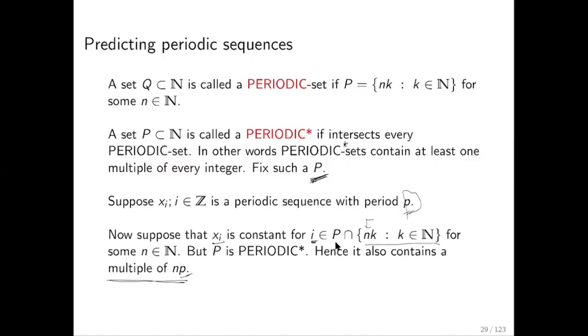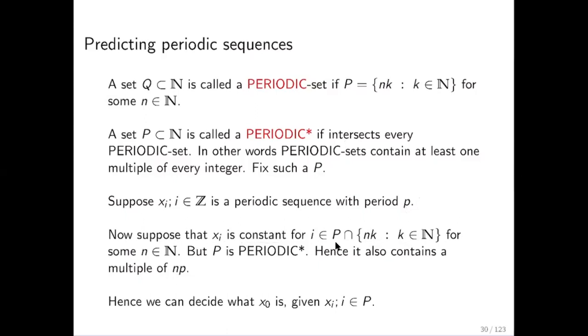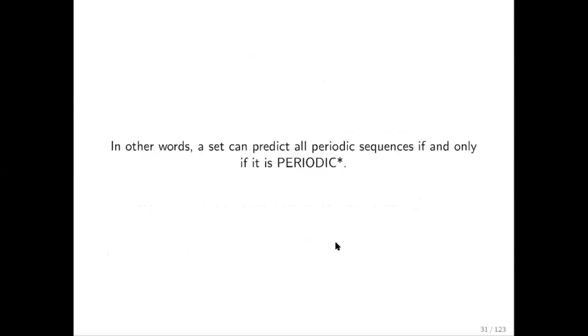So p is this mystery number, which I don't know. And n is something along which it is constant, and we know that there must be some integer along which it must be constant. So we know that it is constant along that sequence, and that P contains multiples of the actual period. Therefore, I can decide what x0 is given x_i where i comes from P. So if you look at this argument and distill it properly, what you will prove is the following: a set can predict all periodic sequences if and only if it is periodic star.